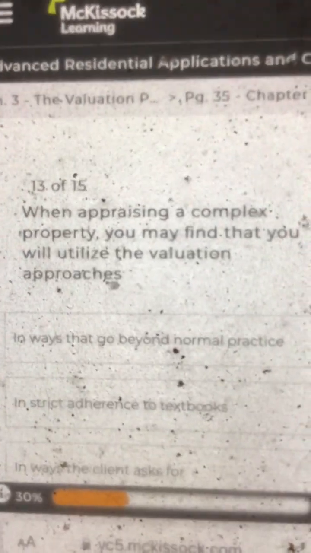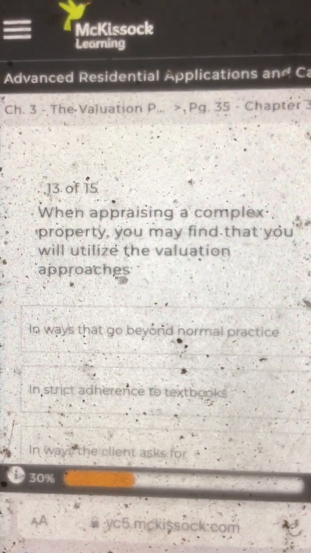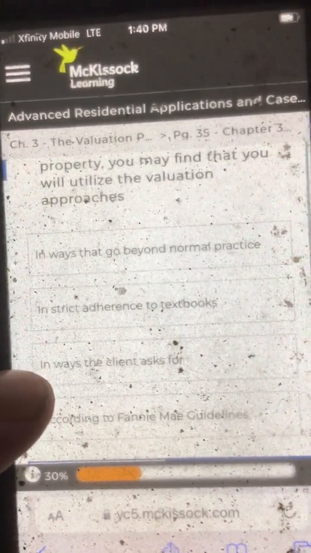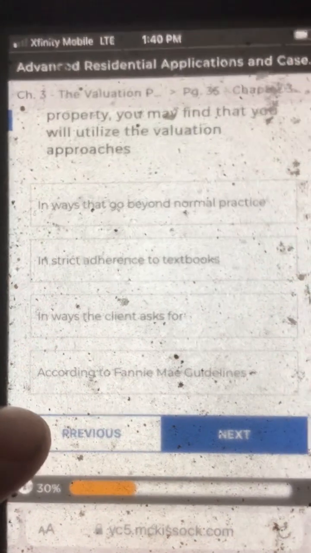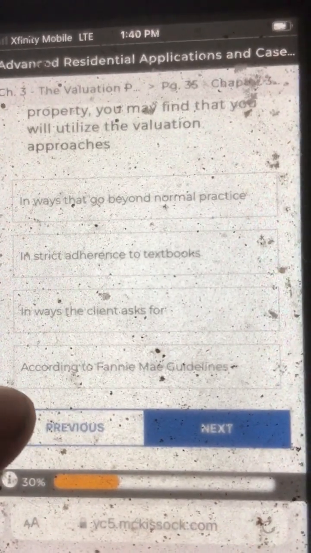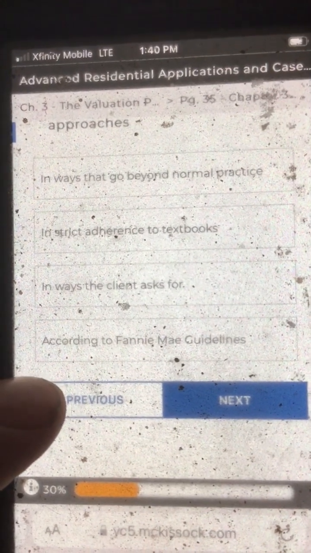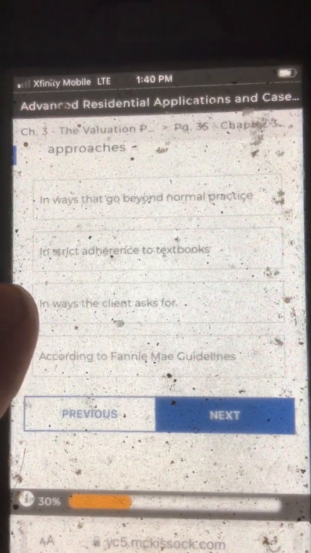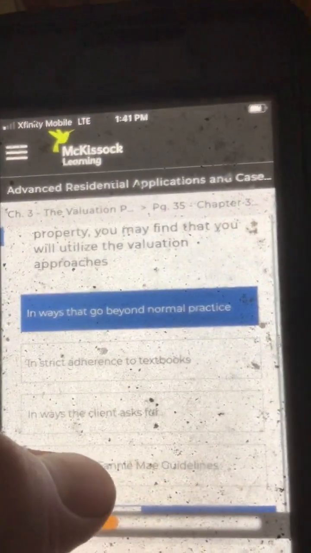Number 13. When appraising a complex property, you may find that you will utilize the valuation approaches. A, in ways that go beyond normal practice. B, in strict adherence to textbooks. C, in ways the client asks for. Or D, according to Fannie Mae guidelines. I'm gonna go A. I'm not 100% on this one.